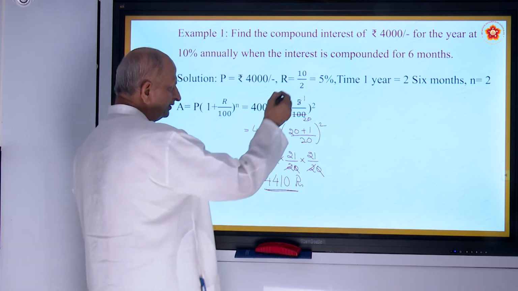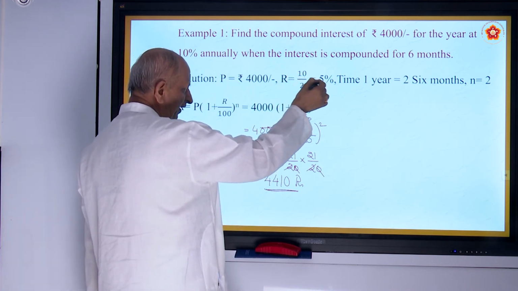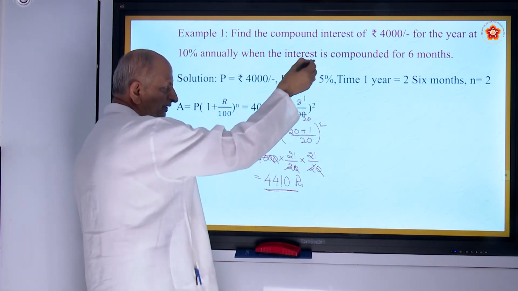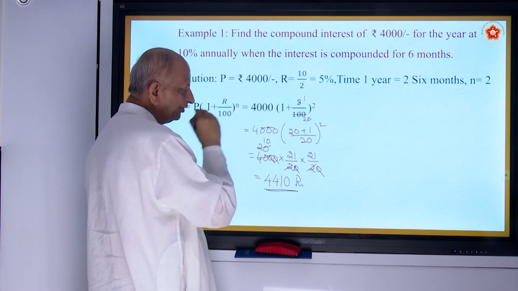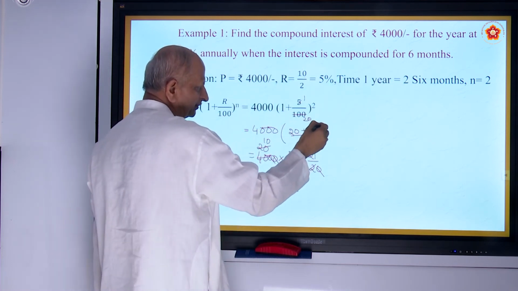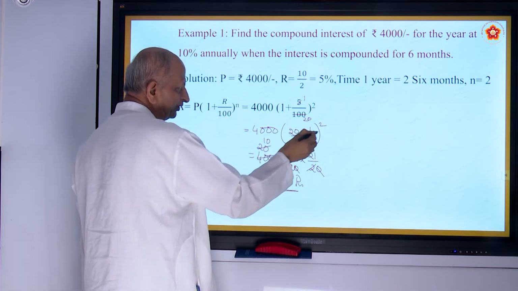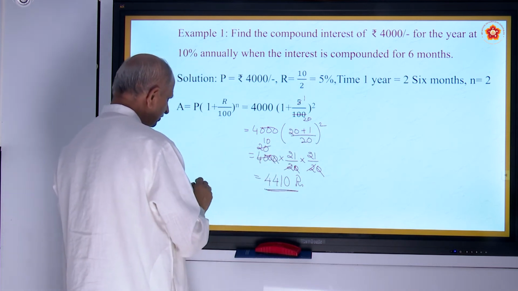Now what you have done here, even though the rate is given as 10, we have taken 5 because it is half yearly calculation. For 1 year, how many half years will be there? 2. So we have taken n as 2. So it is the amount.